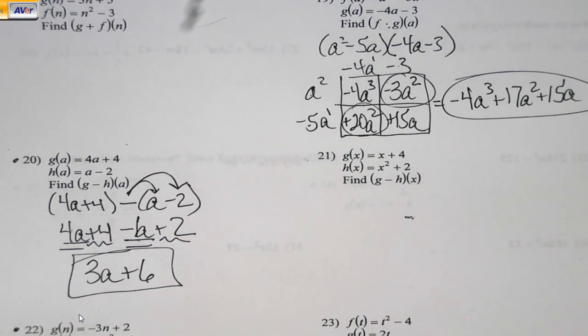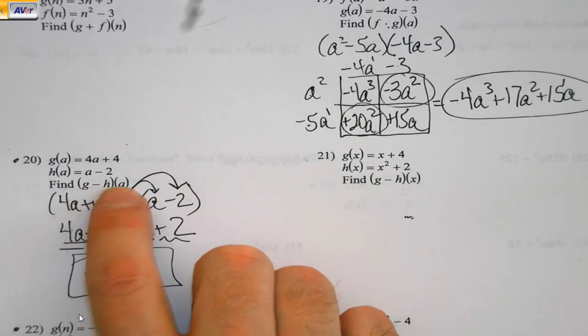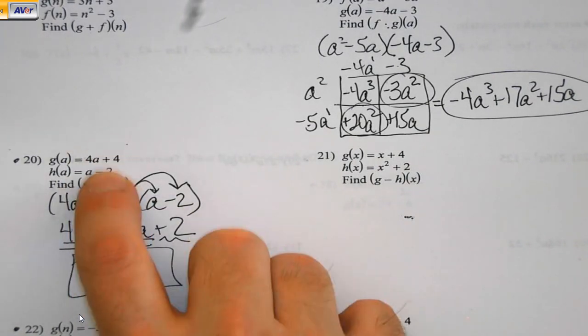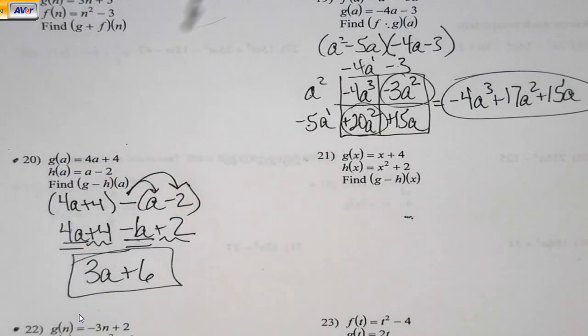Okay, but I got to remember to distribute the negative, and you've got to watch the order here. They might not always be in order top to bottom. It might say h minus a instead. You've got to pay attention to detail.